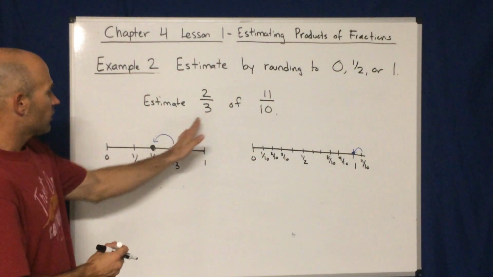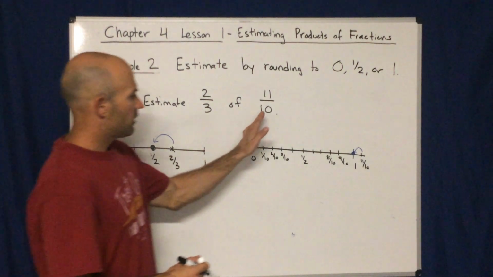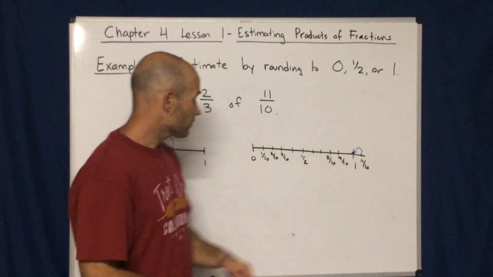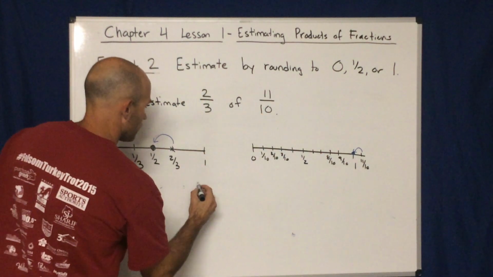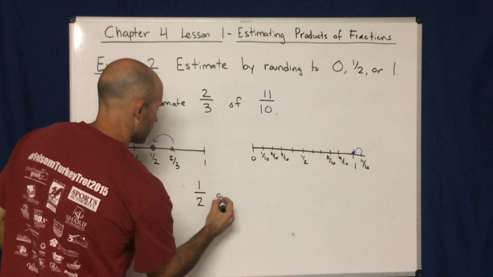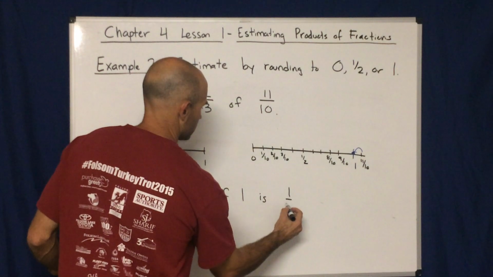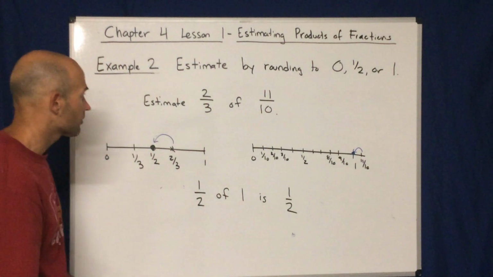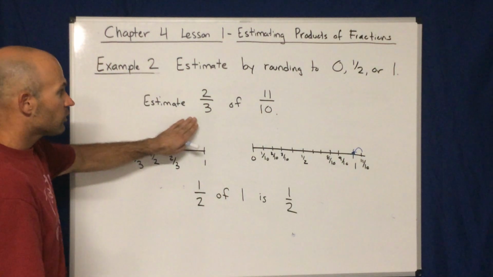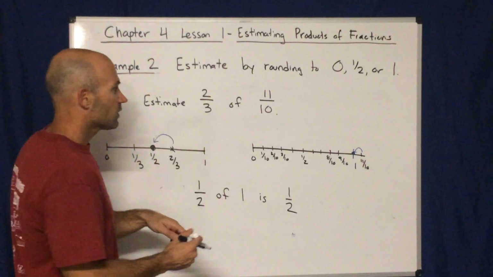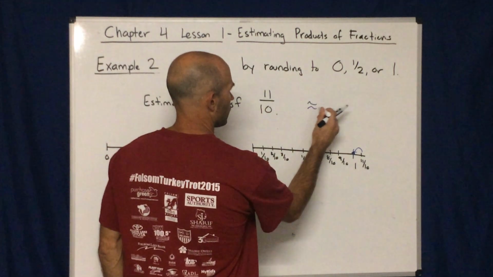So we'll estimate 2/3 with a half. We'll estimate 11 over 10, say that's roughly 1. Therefore, what is 1/2 of 1 is just 1/2. If you take half of 1, you have a half. So our estimate of 2/3 of 11 over 10 is approximately 1/2.